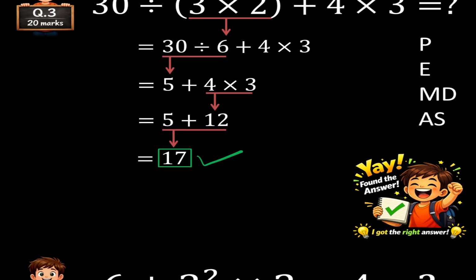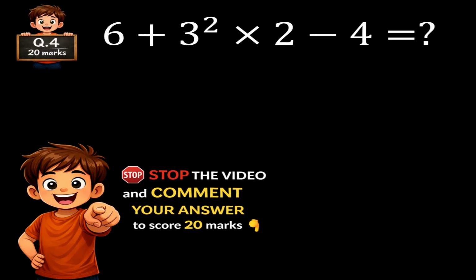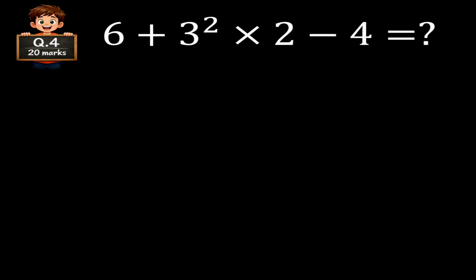Okay. So here is question number 4. So please stop the video and comment your answer to get 20 marks. Now let's solve this question. So here the question is 6 plus 3 square multiplied by 2 minus 4, right? Now let's solve this question by using the PEMDAS rule.